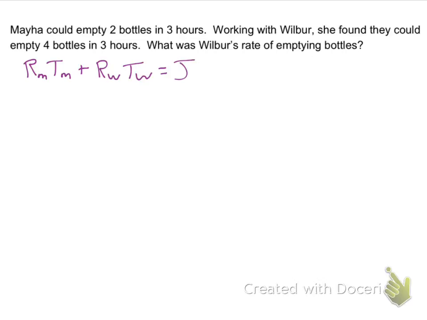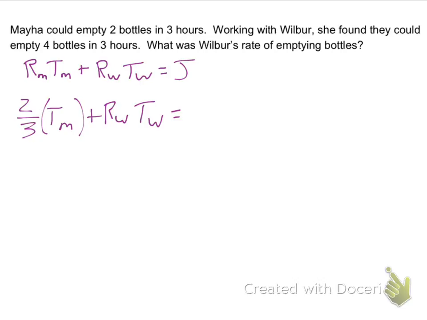Do you guys agree with this? Do you know any of these things? Well, we know that Maya could empty 2 bottles in 3 hours. So that means we have a rate. Maya's rate is 2/3, right? Times TM plus RW. That's what's in question. What is his rate? I don't know it for sure. Then I have TW equals.